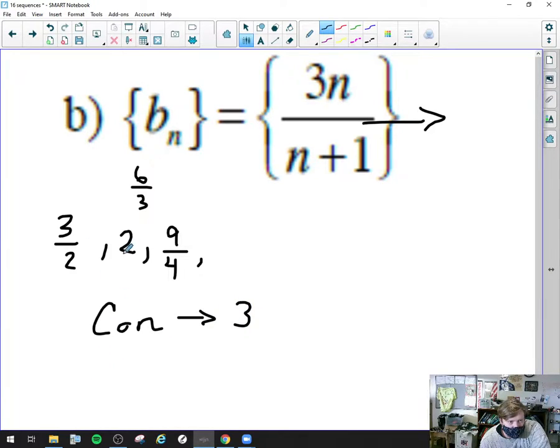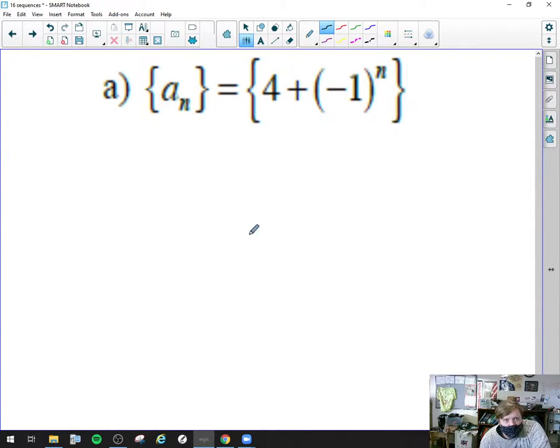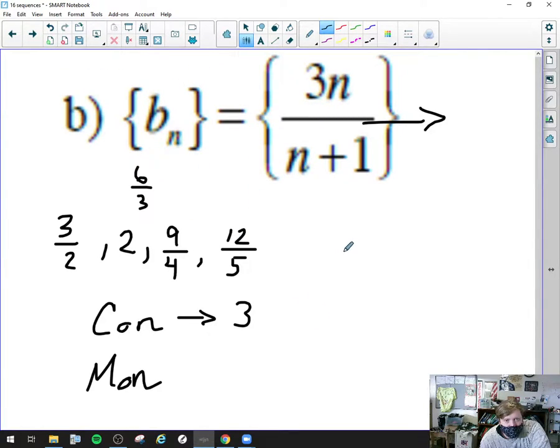Is it always increasing? Is it strictly either increasing or flat? Let me just double check, the next one would be 4, so it'd be 12 over 5. Yeah, it looks like it's going to be continually increasing, so we could call this monotonic. Something that wouldn't be monotonic would be this first one, where it's bouncing back and forth, up and down. Monotonic is like up, maybe it's flat for a little bit, but then it's continually going up after that. Flat, up, flat, up. So it's convergent, it's monotonic, and is it bounded?